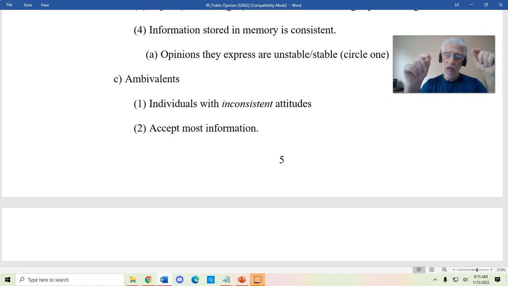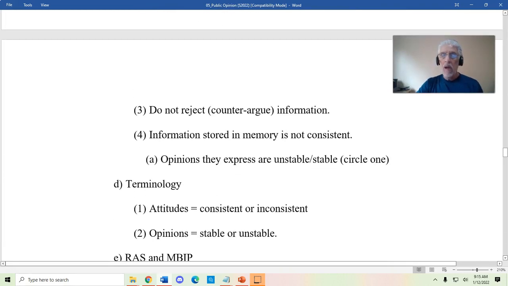The thing that makes ambivalence particularly important in understanding public opinion is that when they're confronted with information, they don't counter-argue. They accept most information that they're presented with. They don't have very strong views, and so they have no reason to counter-argue. So when they're presented with information, they're like, oh, I didn't know that. They're presented with more information, they're like, oh, I didn't know that. And they continue to accept information. As I said, they don't counter-argue information.